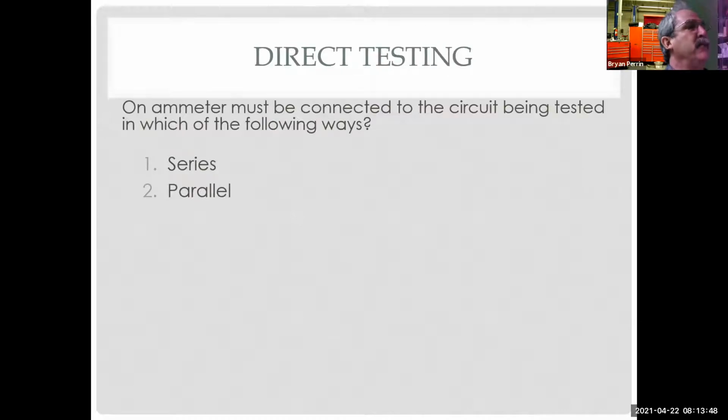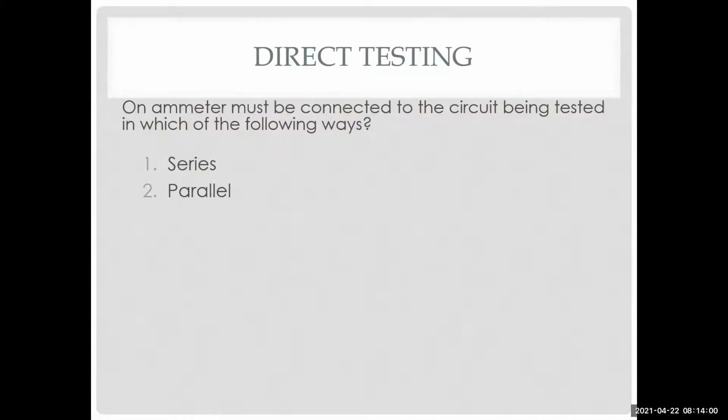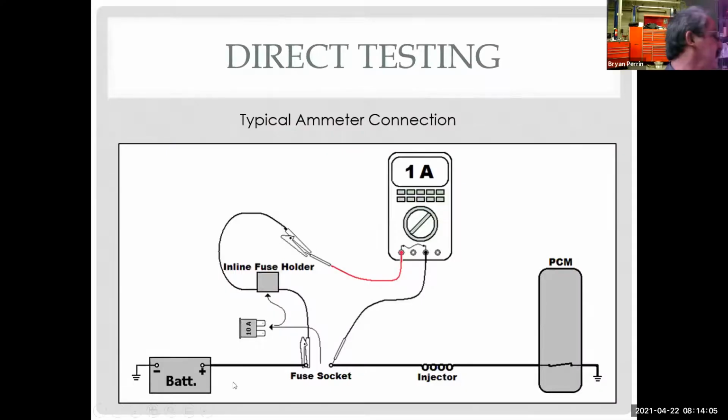So an amp meter must be connected to the circuit being tested in which of the following ways? How am I hooking that amp meter up to make it work? In series or in parallel? Parallel. Series. Right? I'm in the series of the circuit, right? I started from here, because if I unplug the meter right here, is the injector going to work? No, because I'd have an open circuit. So the fact that current is flowing through the meter means the meter is hooked up in series.